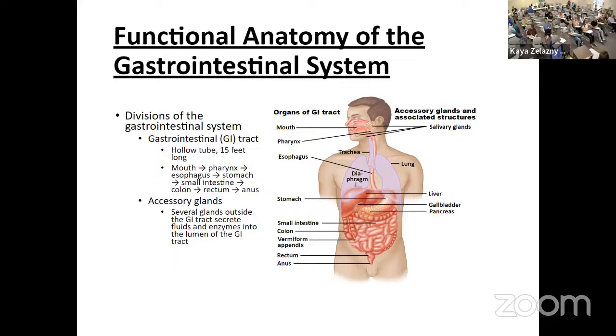And we do have accessory glands along the way. So these are going to be important for secreting fluids and especially enzymes that help the breakdown of food in the GI tract. So we'll go through those as they're relevant, but things like the liver, the gallbladder, and the pancreas are going to be important as we move through. Okay, so those are also part of this whole system, even though they're not hollow tubes. They're not part of the tract itself.